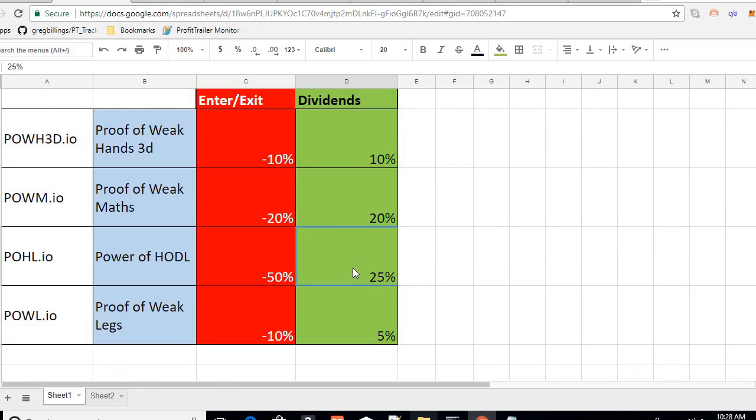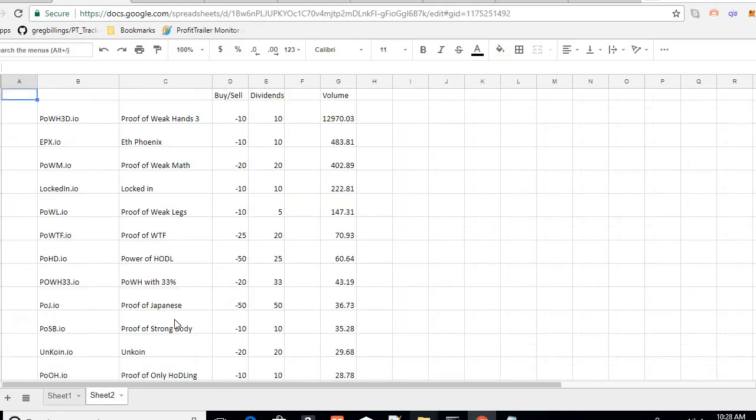There's one for 50/50. Let me show you. This is a list of the volumes. Let me go to the one that's 50/50. It's called Proof of Japanese. So the buy-in is 50%. You lose half your money, but you get 50% of anybody who comes in or leaves, which is amazing. It's the highest one on the list. But their volume is at number 10, actually number 9, number 11 since I started from 2. They're number 11 on the list.